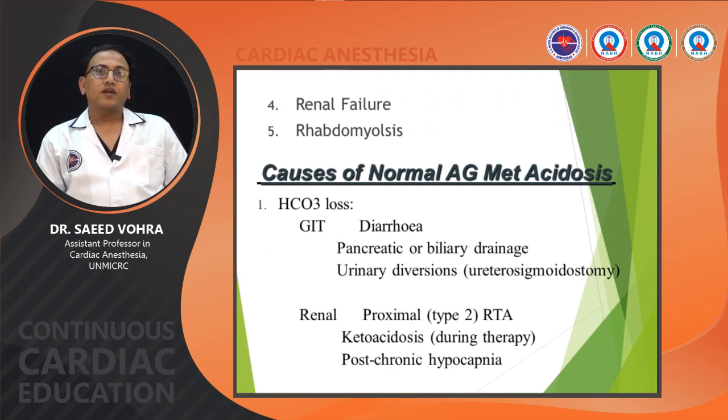The causes of normal anion-gap metabolic acidosis are bicarbonate loss through the GIT, as in diarrhea, in pancreatic or biliary drainage, or in urinary diversion like ureterosigmoidostomy, or in renal conditions like proximal type 2 renal tubular acidosis, ketoacidosis, or post-chronic hypocapnia.